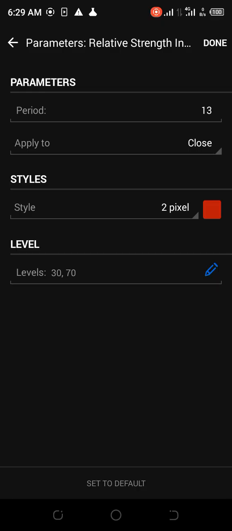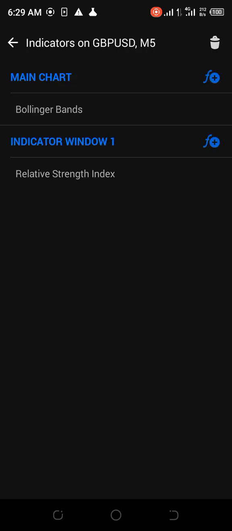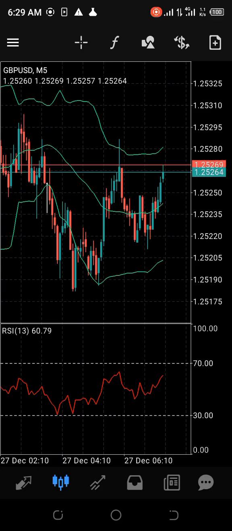Then this level 30 and 70 here: the 30 is the oversold level, and the 70 is the overbought level. When the market crosses the level of 30, it shows that the market is oversold. When it crosses the 70, it shows that the market is overbought. So we are going to see that in our main chart. Now you tap done. Okay, I'm done with the setting of my indicators. Then I'll go back to my chart.